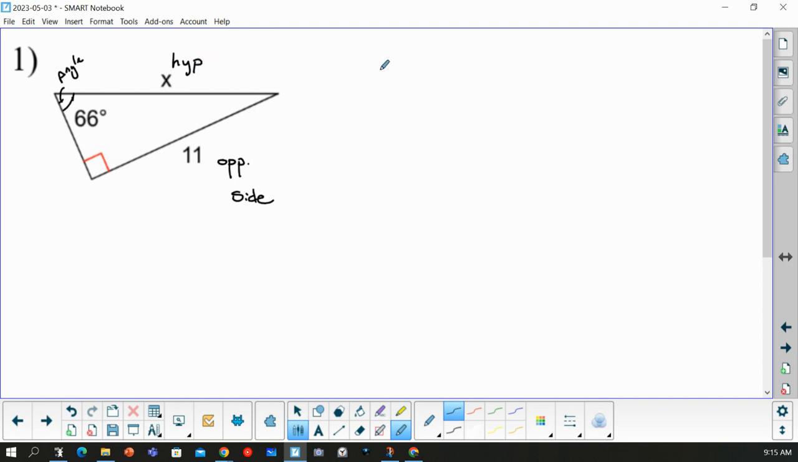Now, of our three trig functions, sine, cosine, and tangent, the one that uses the opposite and the hypotenuse is our sine function. So we're going to write sine, and we're going to put the angle right here, equals the opposite, in this case it's 11, over the hypotenuse, which is x.